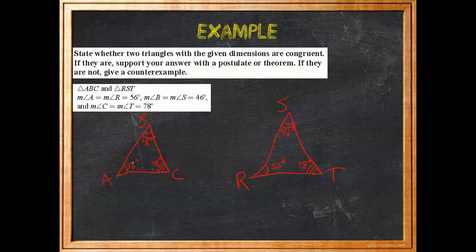So what we're given here is three angles. That's the information here: angle, angle, angle. But remember, angle, angle, angle is not a sufficient postulate. So we cannot prove that these two triangles are congruent just based upon that information. So we don't have enough information.